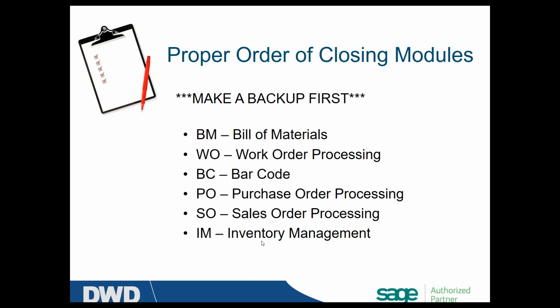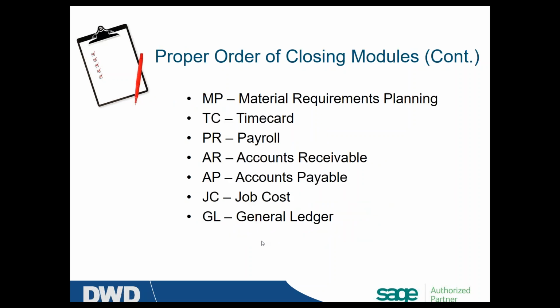We get into the distribution modules, and then we get into what we consider the accounting modules. Now, notice job cost is close to the last module. Even though in our list it is down a ways from the layout of the module listing, because so many things feed into job cost, it is advised to close it after the other modules get closed. And then you'll note the last module we close is our general ledger.